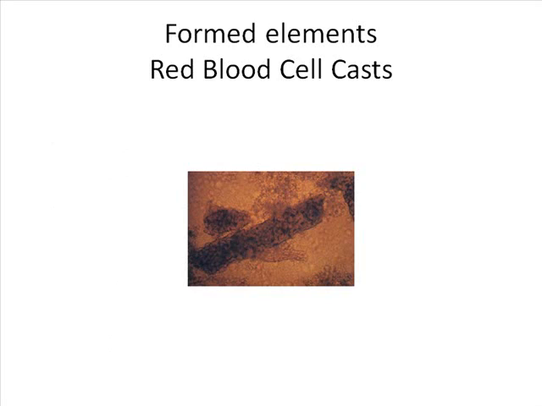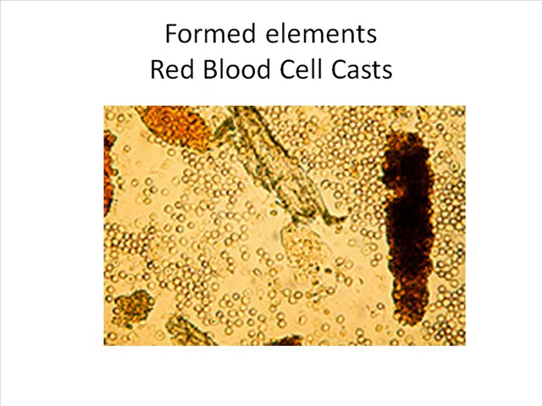Here's an example of a muddy cast, or a red blood cell cast. Note that it does have that muddy appearance. The urine also looks muddy. It looks like that brownish muddy appearance. All right, here's an example. Note here, a lot of free red cells, and then here you have the red blood cell cast.